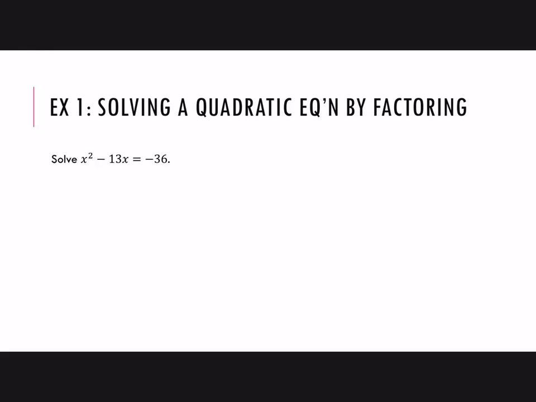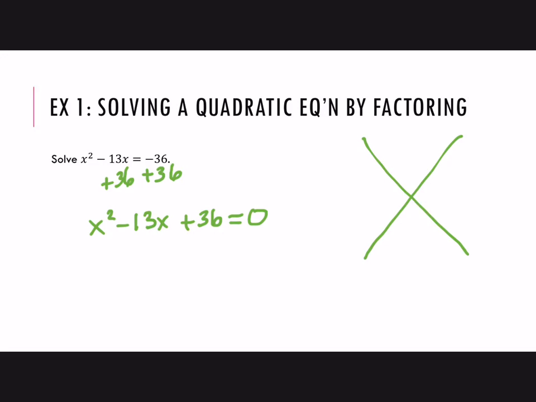x squared minus 13x equals negative 36, and we want to solve this by factoring. Okay, so step 1, I need to rewrite this in standard form, or equal to 0. So add 36 to both sides. And we get x squared minus 13x plus 36 equals 0. Then I need to factor the left-hand side of the equation. So I'm going to use that single factoring method, the AC method or that X method.